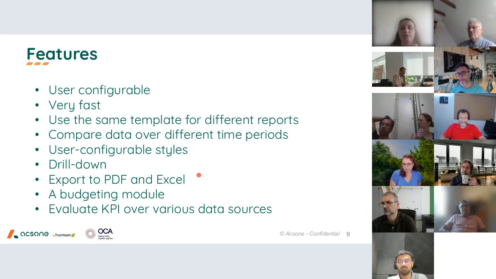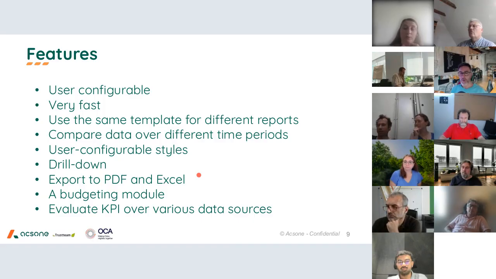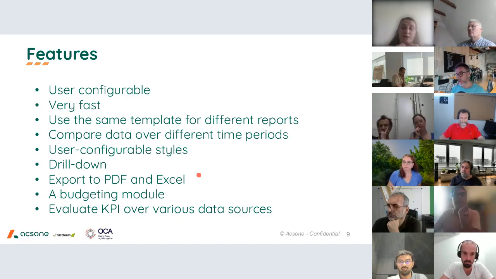The next feature is that you can drill down on the accounting data. It's very useful if you want to analyze where the amount comes from. And the next point is that you can export the report to PDF and to Excel, so that allows you to give this report to another person who doesn't have access to Odoo.